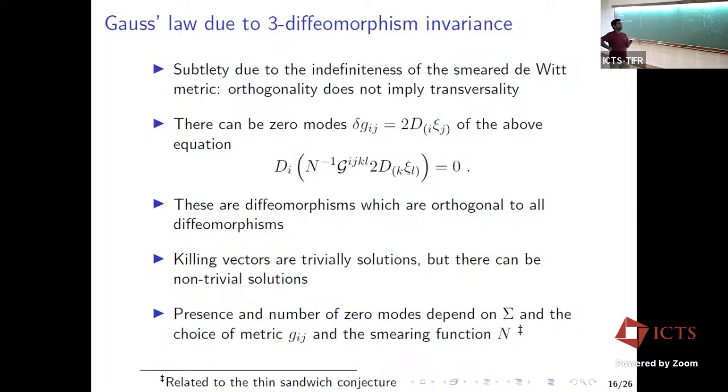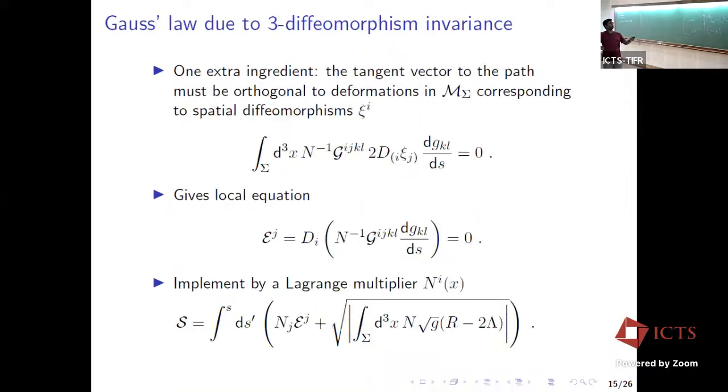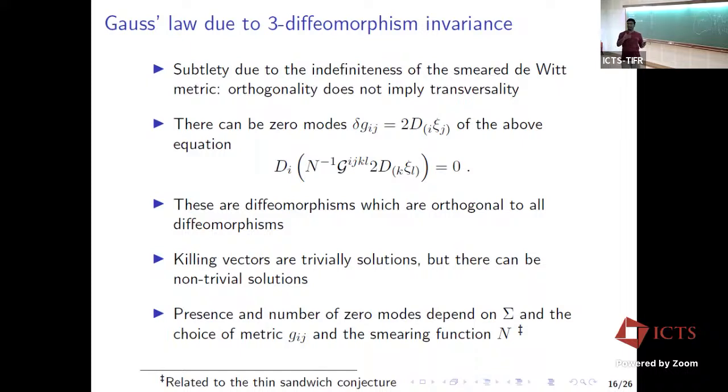And the subtlety is due to the indefiniteness of the smeared DeWitt metric. The subtlety is that orthogonality with respect to the smeared DeWitt metric does not imply transversality. So the real statement would be that tangent vectors along physical paths should be transverse to deformations which are generated by diffeomorphisms. And when the metric on configuration space is positive definite, this transversality can be replaced with orthogonality with respect to that metric. But if it's not positive definite, then orthogonal does not always imply transversal.